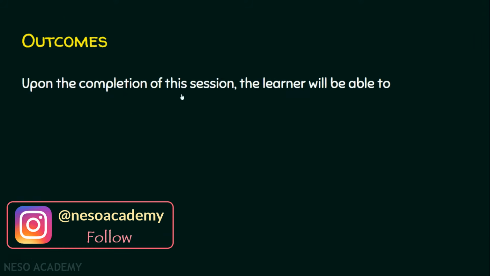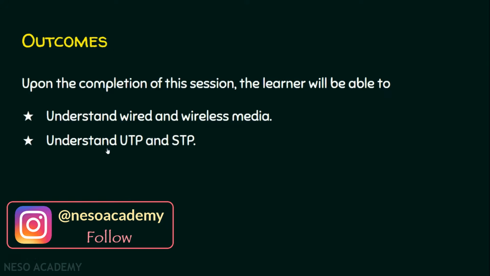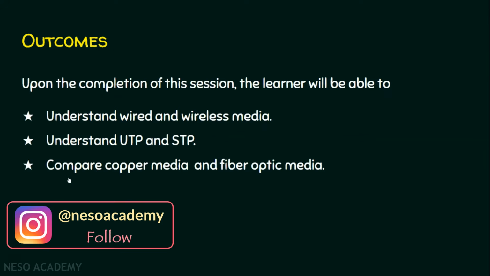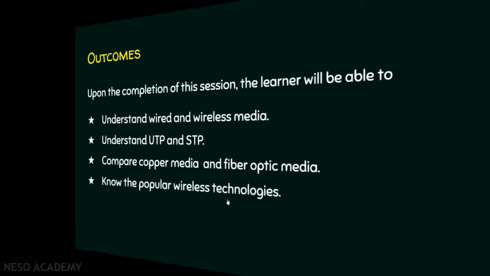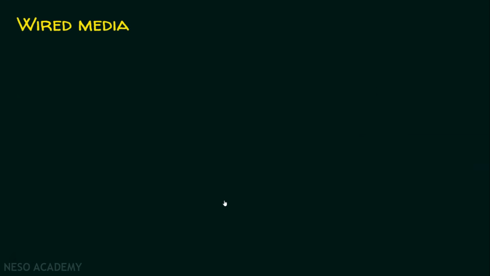Upon the completion of the session, the learner will be able to: outcome number 1, understand wired and wireless media. Outcome number 2, understand UTP and STP. Outcome number 3, we will compare copper media and fiber optic media. And the final outcome, we will know the popular wireless technologies. Let's start with the wired media.